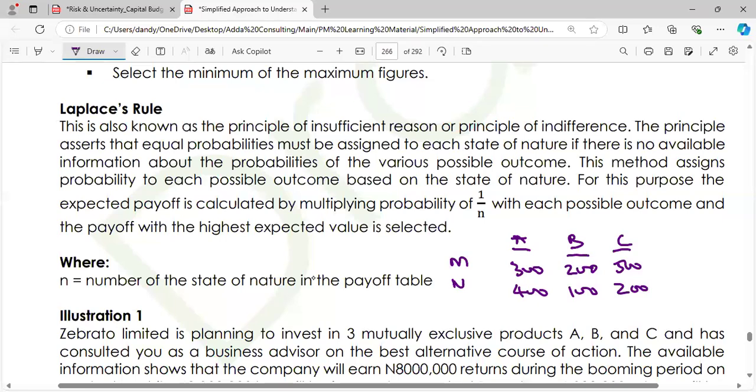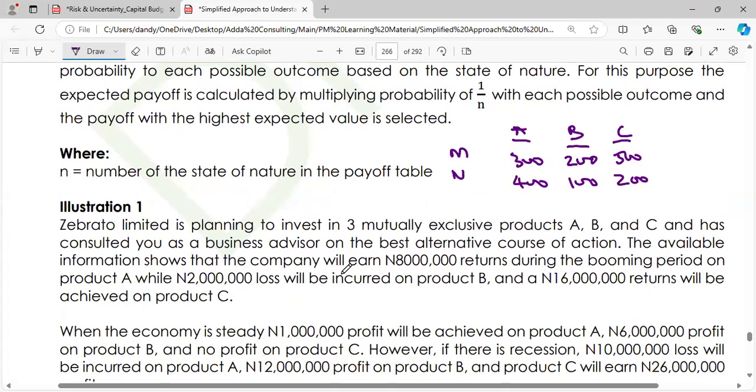So using Laplace rule, what you are supposed to do is to assign probability to each state of nature. State of nature is represented vertically: that's A, B, and C. Therefore, for M, the payoff under A is 300. I will say 300 multiplied by, I have 3 states of nature, so 1 over 3, plus the second state of nature, 200 multiplied by 1 over 3, plus the third state of nature, 500 multiplied by 1 over 3. Then I will get my answer.